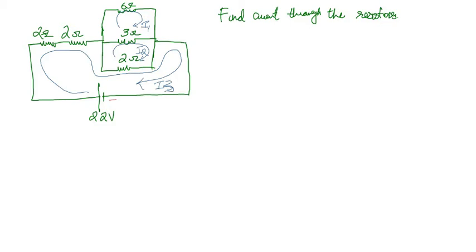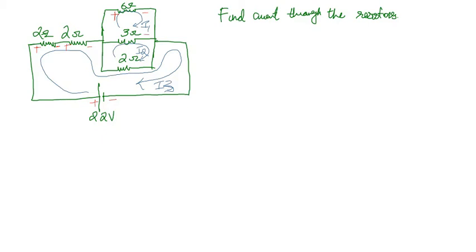After we have marked the meshes, we can mark the polarity of the voltage drops. Here it is negative, positive, according to the polarity of the battery. Then wherever the current enters, I can take that point as positive. So for this 2 ohm, the left side is positive and the right side is negative. Similarly for this 2 ohm, and for this 6 ohm, the left side is positive and the right side is negative.